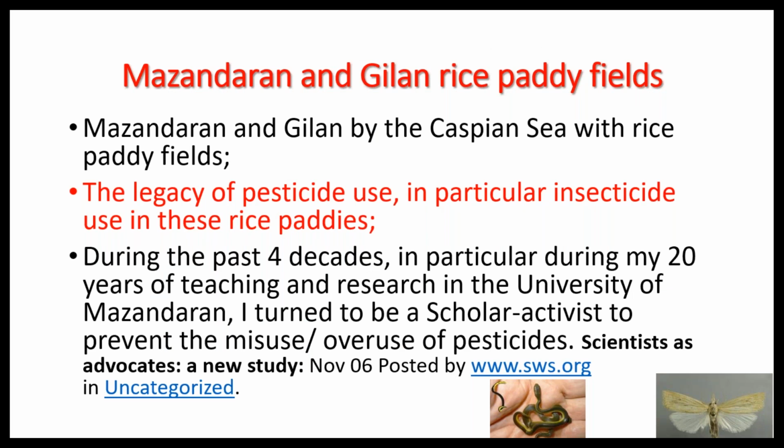Mazandaran and Gilan, two neighboring provinces of Iran by the Caspian Sea, are the place of rice paddies, and we have lots of pesticide use. Because of this, when I was in Mazandaran, about 20 years teaching there, I was very careful about using these pesticides, trying to regulate and stop them, with not so much success, unfortunately.